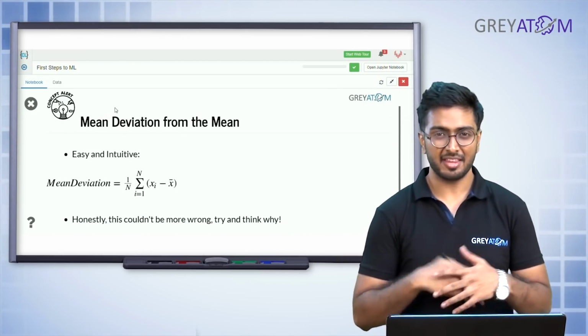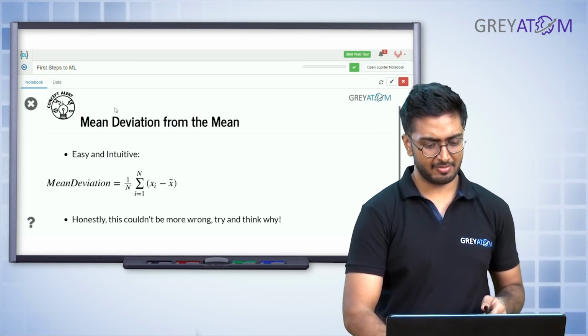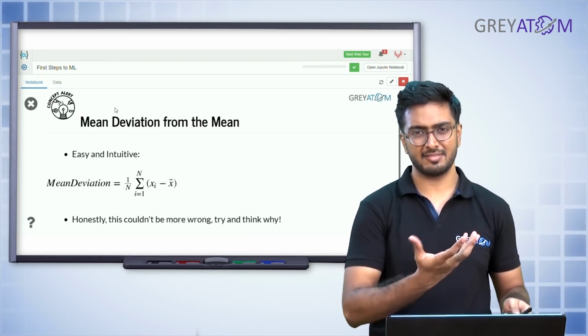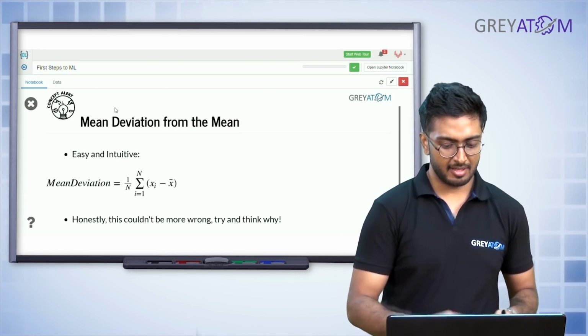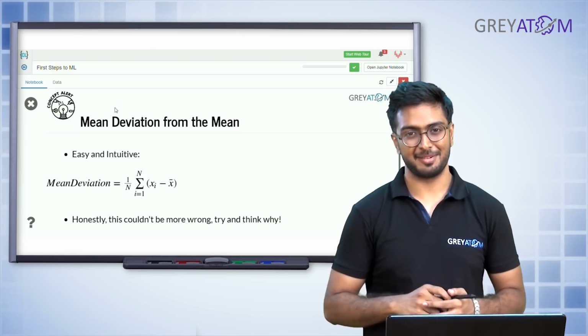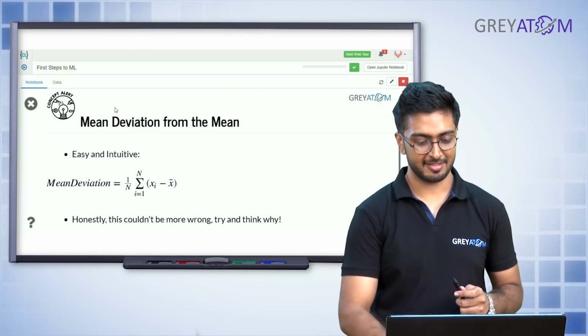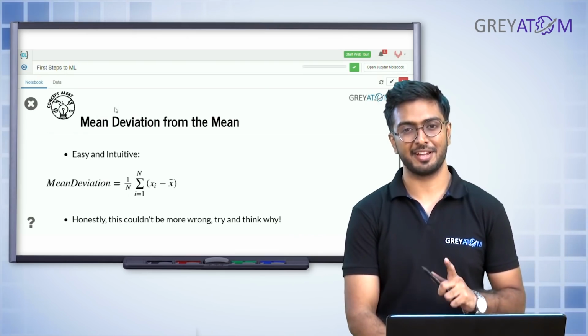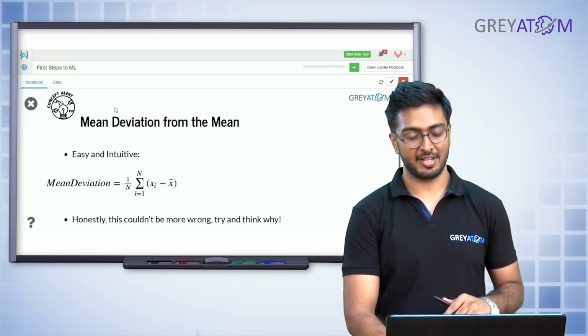Fair enough. Is there any other way of calculating this variance? Well, there seems to be one easy and intuitive way, right? Just take the difference of each of the values from the mean and see how that comes out. But honestly, this couldn't be any more wrong, and understand why. I would let you do that calculation at your end right now before we proceed further. In fact, I would suggest you do this before you see the final solution.